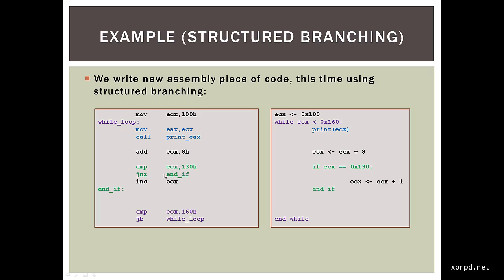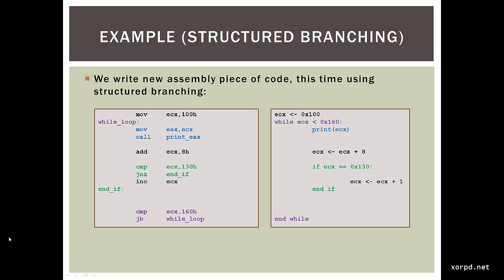We compare ECX with 130 and check the inverse condition, the opposite condition, which is jump not 0. If there is no equality, we actually jump to the end if, and we skip the inner if clause. However, if ECX equals 130, then we execute this part, the inner clause of the if statement, which is about increasing ECX by 1.